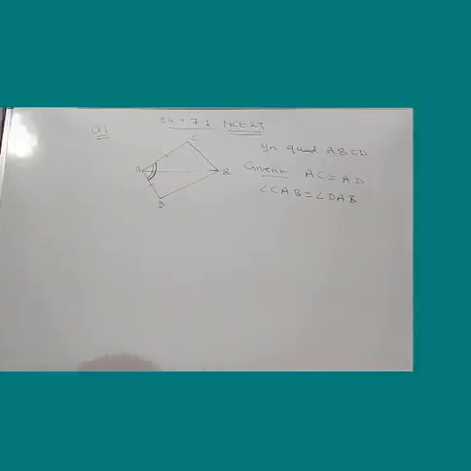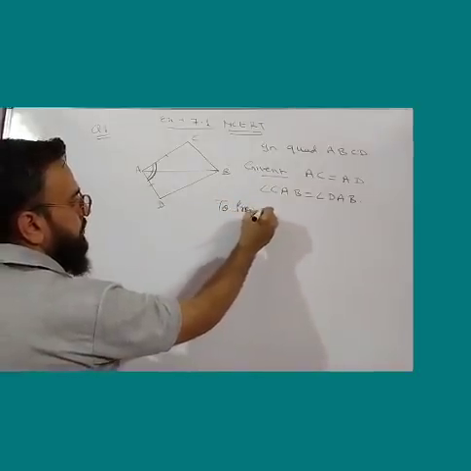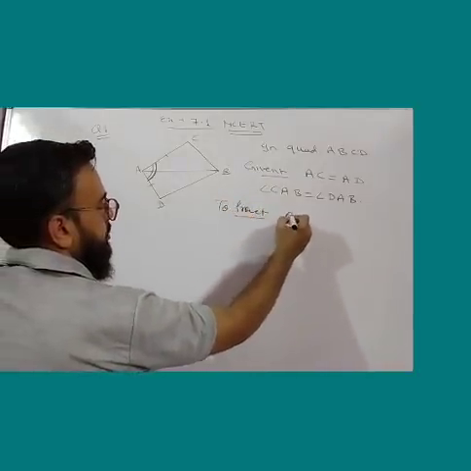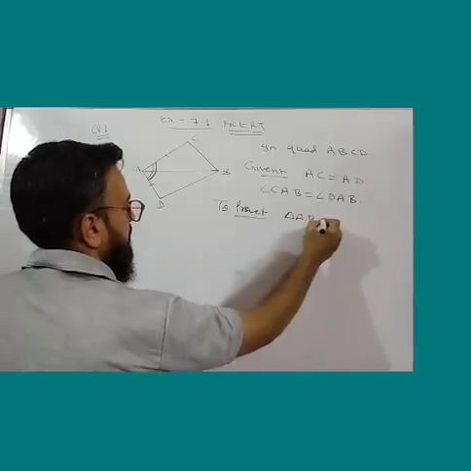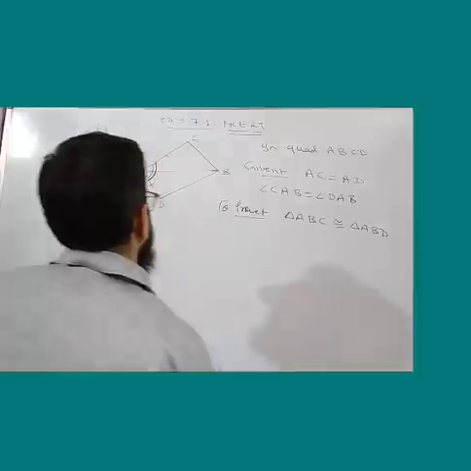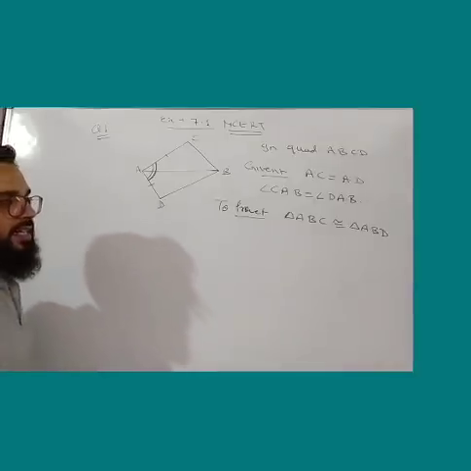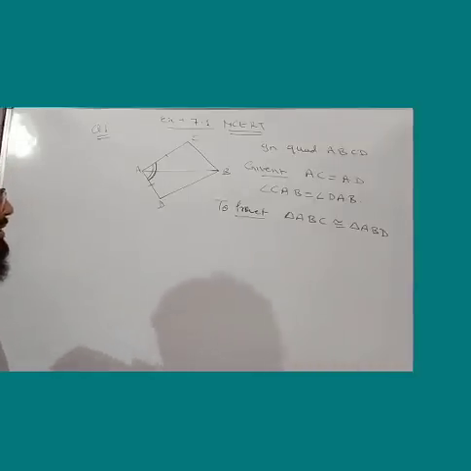Now, what we have to prove? We have to prove that triangle ABC is congruent to triangle ABD. And what can you say about BC and BD? This is also asked. So let us start the proof.